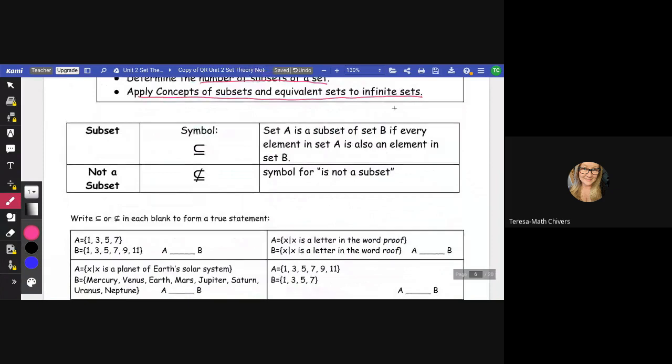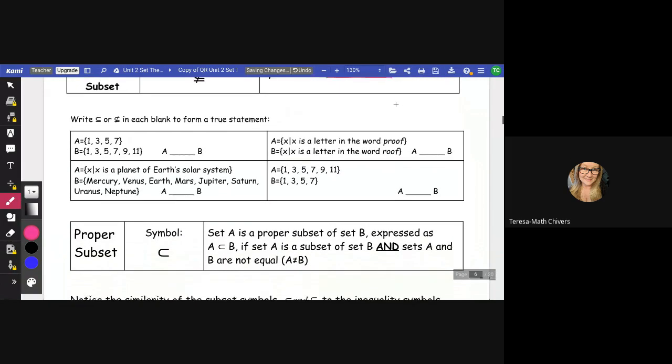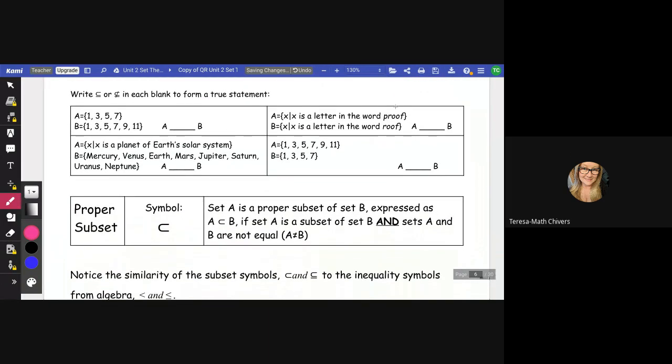So first we have a symbol. It's kind of like a sideways U with a line under it. And that says subset. A is a subset of B if every element in A is also in B. When we put the line through it, that means is not a subset. So we want to determine whether or not these are subsets. Is A subset of B? Well, it has the 1 and the 3, the 5, and the 7. Everything in A is also in B, so it is a subset.